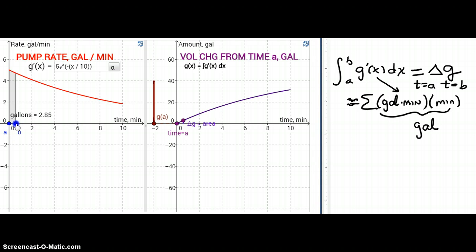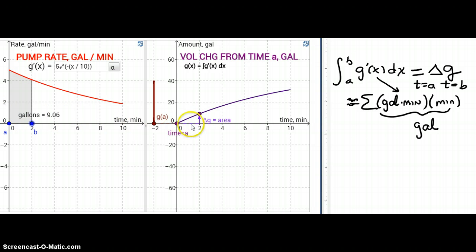If I move B and increase the amount of time that I'm looking at this change, and let's just drop this at time equals 2, I have 9.06 gallons. That's the area under this curve. Gallons per minute times minutes, and the actual area under this curve is 9.06.